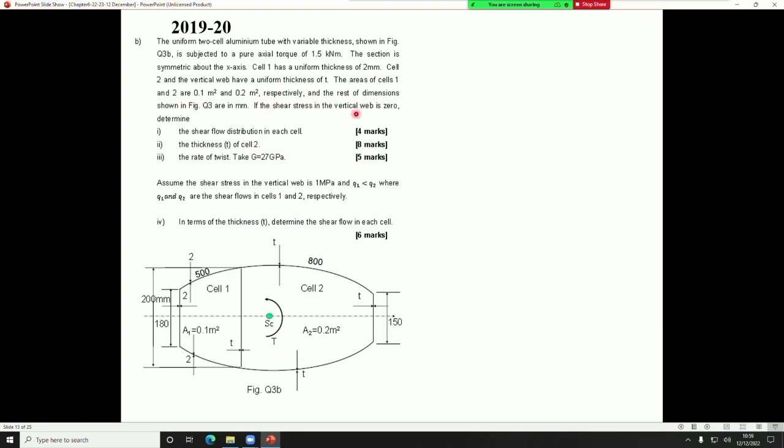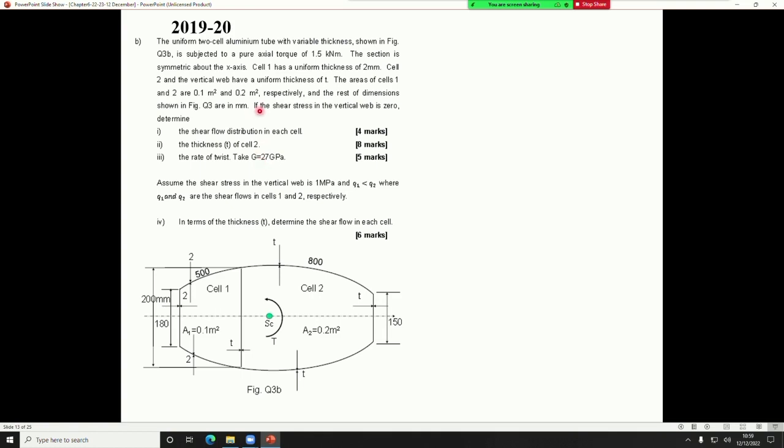If the shear stress in the vertical web is zero, determine the shear flow distribution in each cell, the thickness T, the unknown value of cell 2, and the rate of twist. And the material, as I said, is the same and is made of aluminium with a shear modulus of 27.